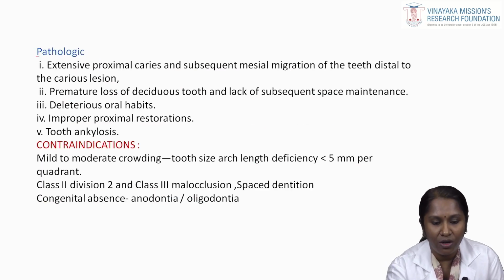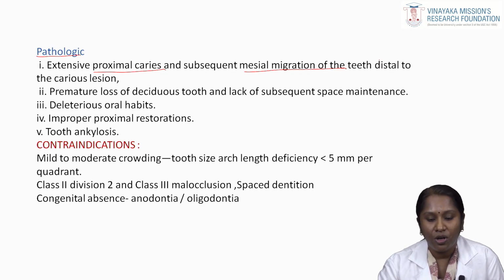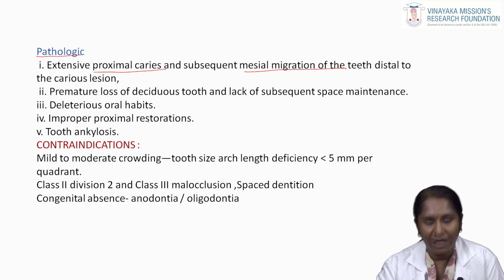In the next slide, in pathological causes: extensive proximal caries or subsequent mesial migration of the teeth distal to the caries lesion, premature loss of deciduous teeth or lack of subsequent space maintenance, deleterious oral habits, improper proximal restoration and tooth ankylosis. If these occur in the deciduous period, you can go for serial extraction.